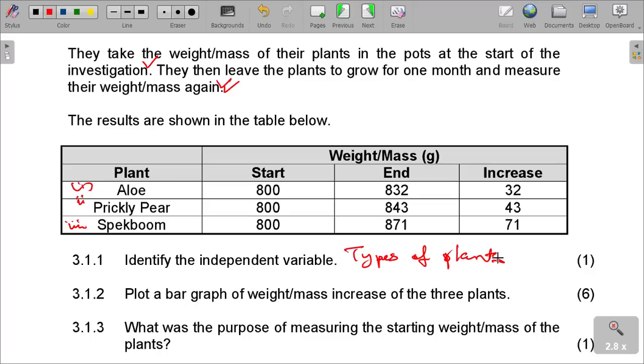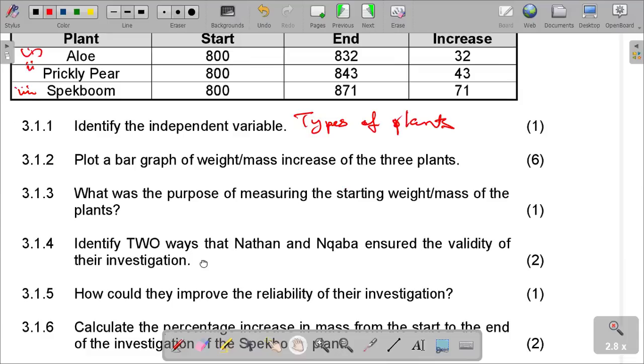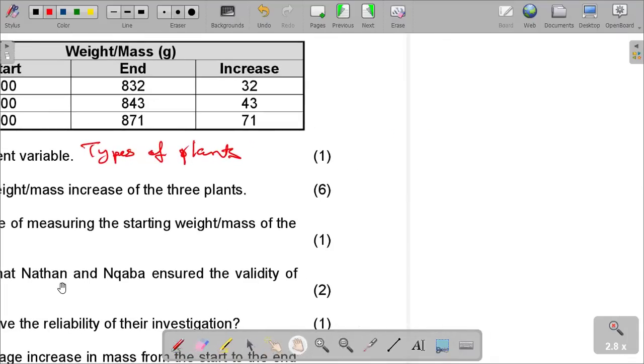And then the next question is saying, plot a bar graph of the weight or mass increase of the three plants. I can quickly draw this one, question 3.1.2. Just remember that we should always have a title. Our title of the graph must say: weight increase of three plant species after 1 month.